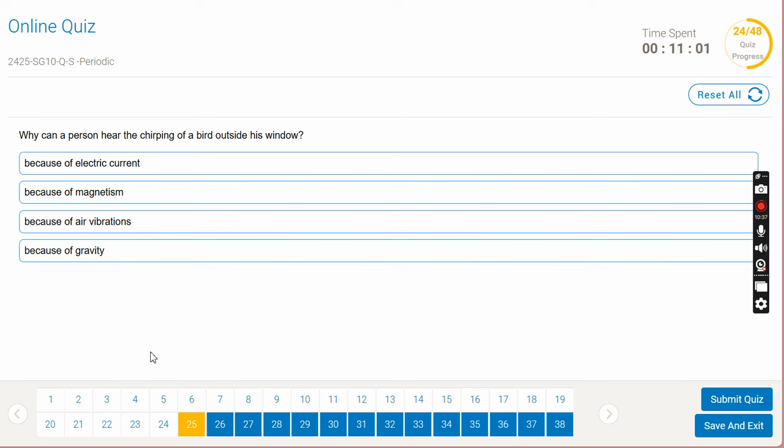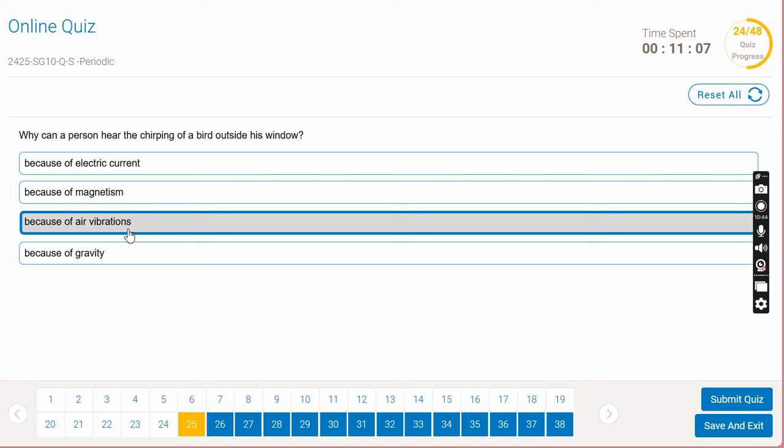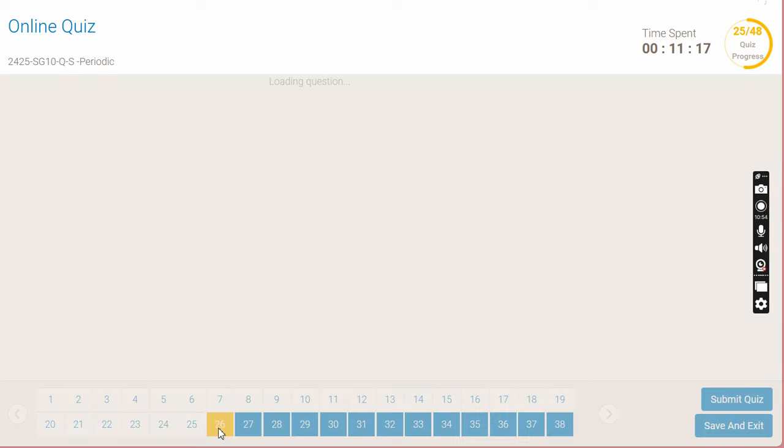When can a person hear the chirping of a bird outside his window? So remember air vibration. So what happens is that the bird is chirping, the air around it is vibrating. It's going to reach your eardrum and vibrate your eardrum so you can hear it as well. That's all sound is based on, the air vibrations.